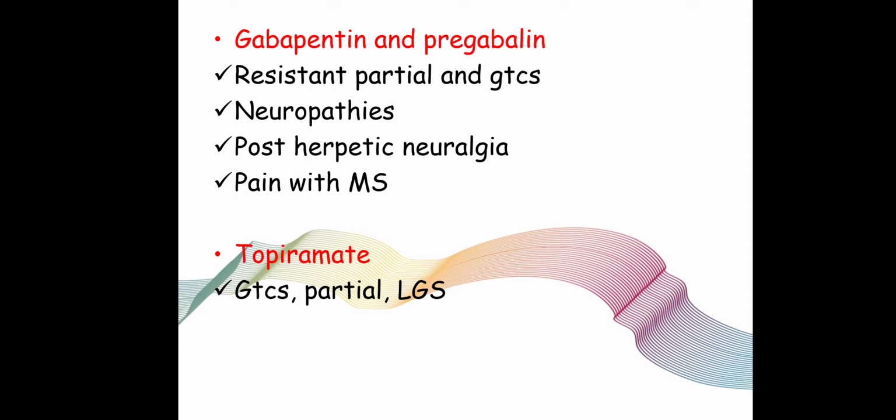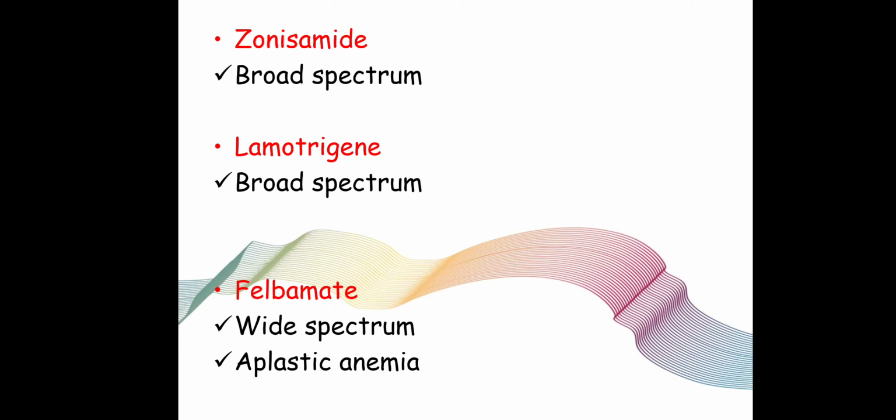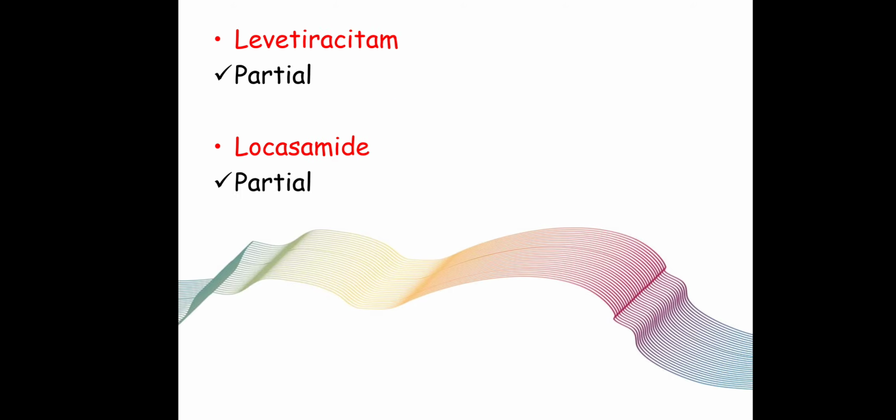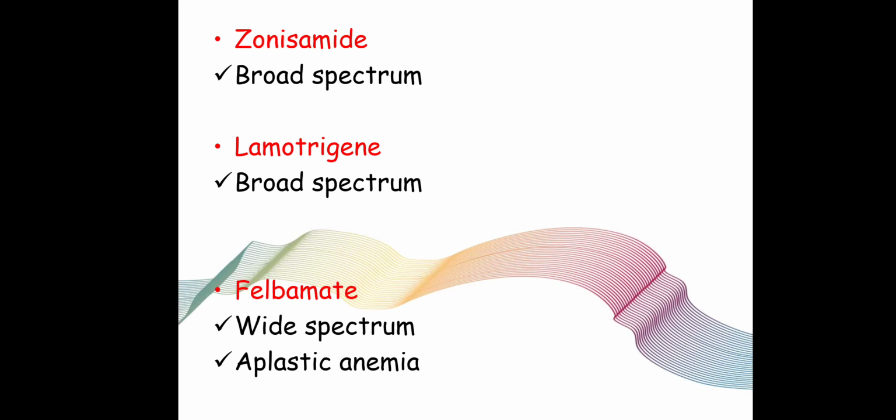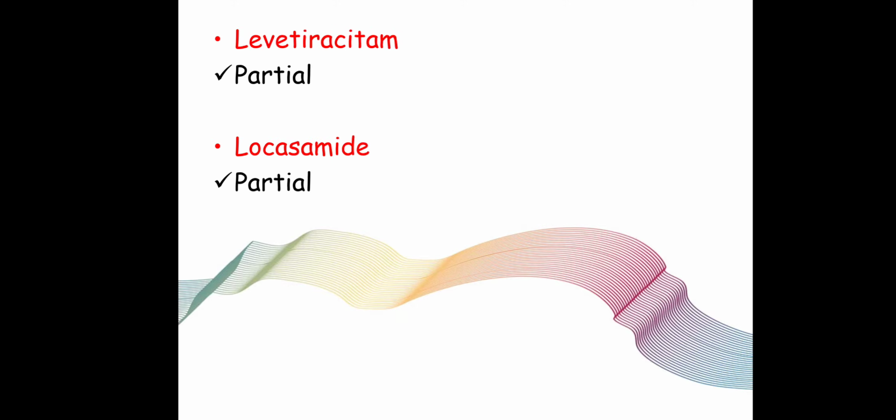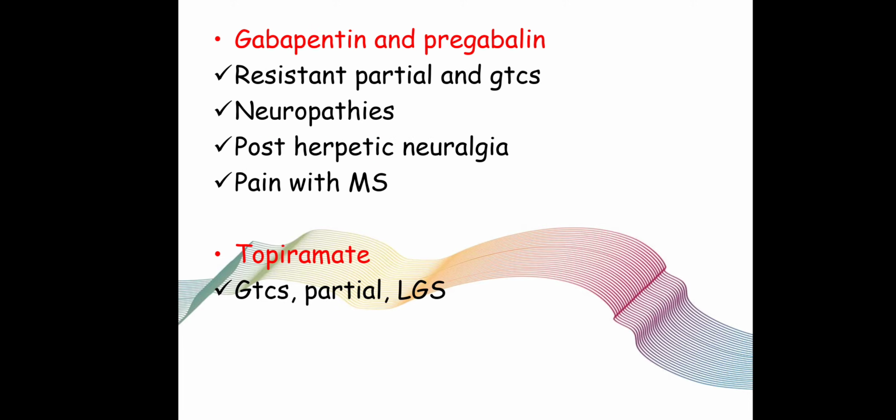Topiramate is used for GTCS, right, partial seizure, and Lennox-Gastaut syndrome. Zonisamide is comparatively broader spectrum. Lamotrigine is also broad spectrum, so used in multiple types of epilepsies, right? Felbamate is also wide spectrum, and it also leads to aplastic anemia. Levetiracetam and lacosamide are both used in partial seizure. So for newer drugs we have just discussed where they are used, not going into much detail because they are just theoretical points which you can read also.